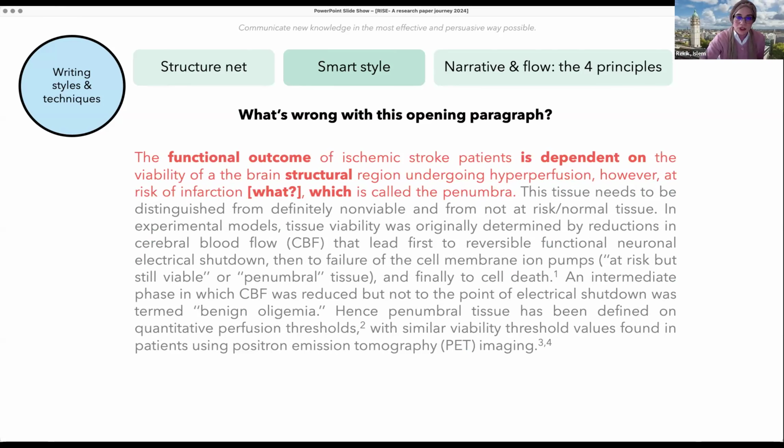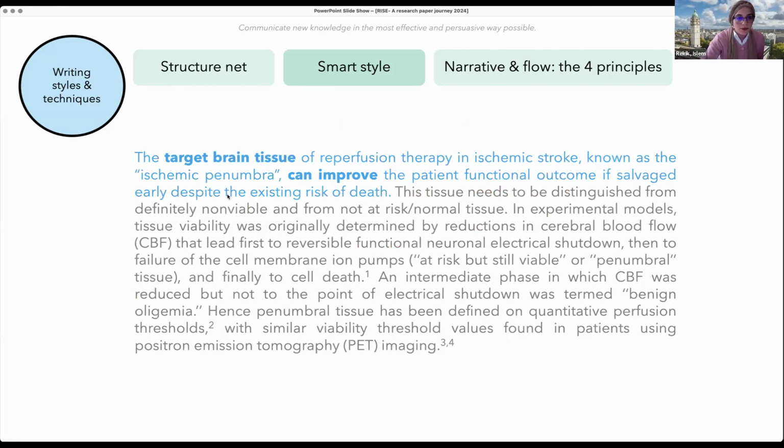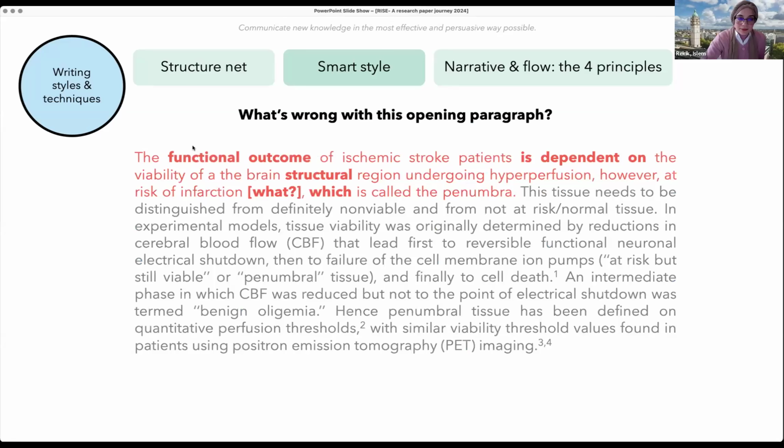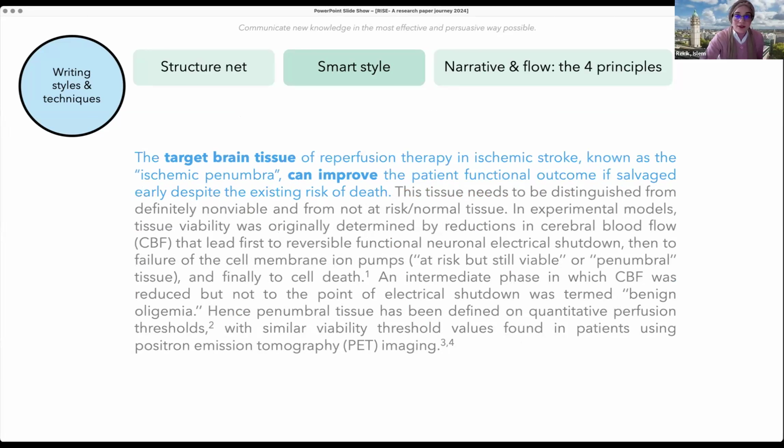And then what was published is this blue sentence. In this blue sentence, the subject is the target brain tissue. Very important. Now we changed from the functional outcome to the target brain tissue. So the first sentence gives me the impression that your paper, your methodology will focus on the functional outcome. The second version gives me the impression that your emphasis, your direction, is actually the target brain tissue, the tissue of reperfusion therapy. So the tissue that you want to save.